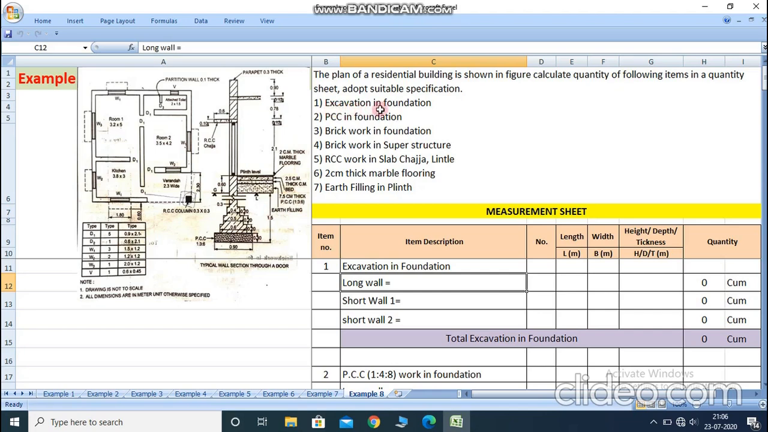The first item is the excavation in a foundation. For the excavation in a foundation we require the periphery wall and the internal wall. See this cursor point: internal wall, and periphery of the wall means the outer wall. Foundation is compulsory. In the cross section, a step footing is provided. So for a 0.3 wall thickness, 0.9 meter width of excavation is required below each and every wall.